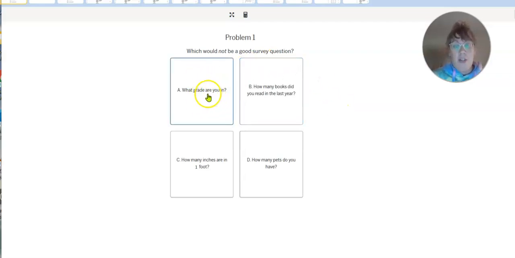So this question, A, B, and D are going to be specific to the person that you're asking. You're getting survey information from someone. But C, how many inches in a foot? This is not a good survey question because that is just a real answer, right? 12 inches in a foot. It's not going to be different for each person.